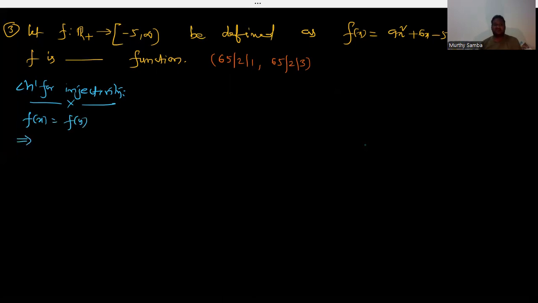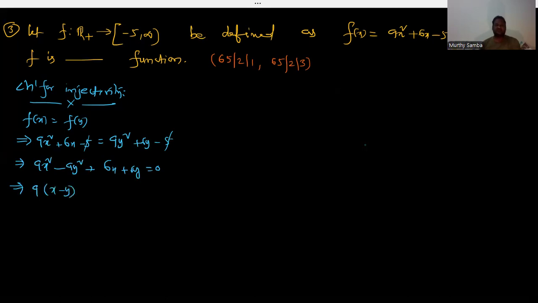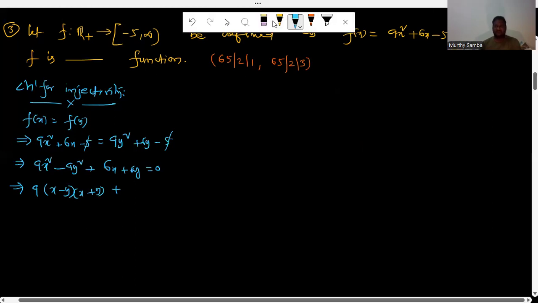What is f of x given? 9x square plus 6x minus 5 is equal to, what is f of y? 9y square plus 6y minus 5. So you can cancel minus 5 and minus 5. When you transpose them to the left hand side, it will become 9x square minus 9y square plus 6x minus 6y is equal to 0. So in 9x square minus 9y square, you can take one 9 common out, and then x square minus y square would be x minus y into x plus y. Plus, this is 6x minus 6y, right? 6x minus 6y.